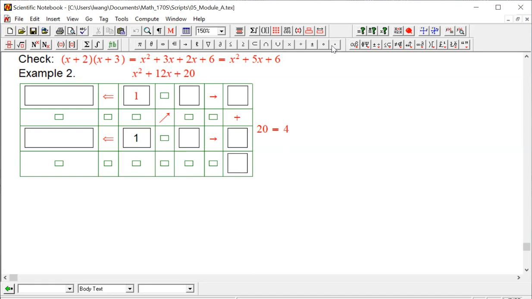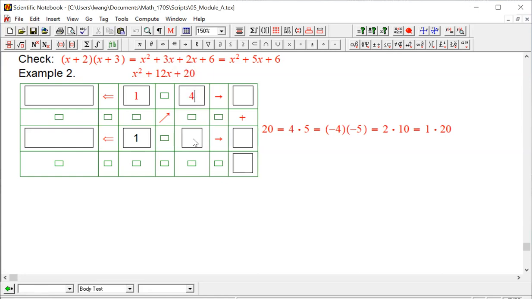It can be written as 4 times 5, right? It can be written as -4 times -5. It can be written as 2 times 10. It can be written as 1 times 20. Of course, there's also -2 times -10, -1 times -20. There are all these options, so we're going to try one by one. First let's try 4 times 5, so positive 20 equals 4 times 5.